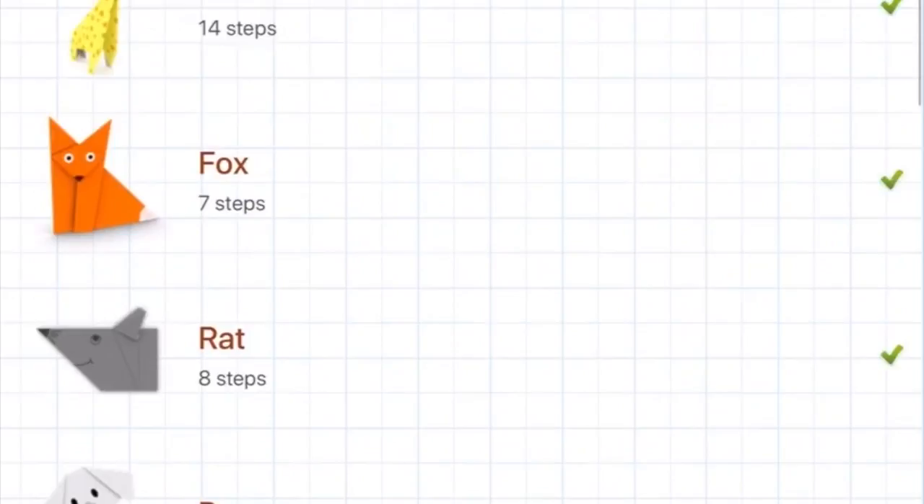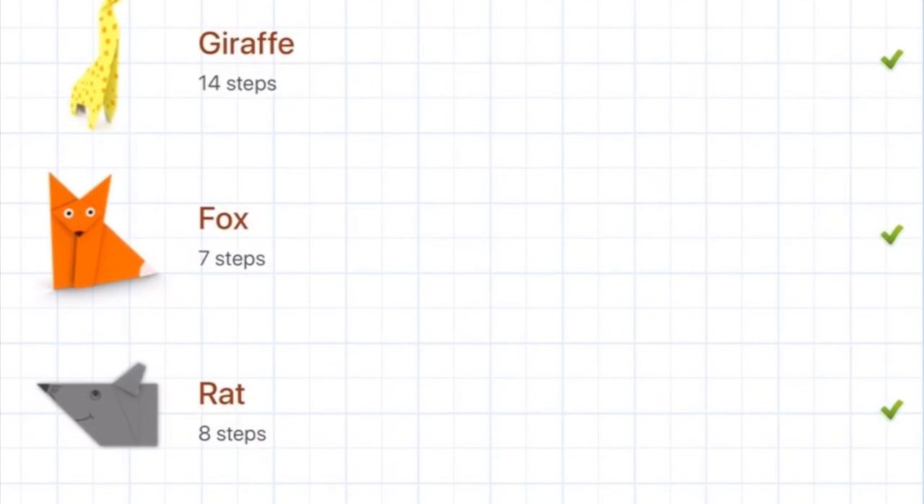And each one comes with a list of steps. The steps tell you how many folds you have to make in order to create the animal. So, for example, the giraffe takes 14 steps or 14 folds, while the fox only takes 7. Choose a project that is at your challenge level. If you've never done origami before, pick something more simple. If you've done it before, pick something a little bit more complicated.